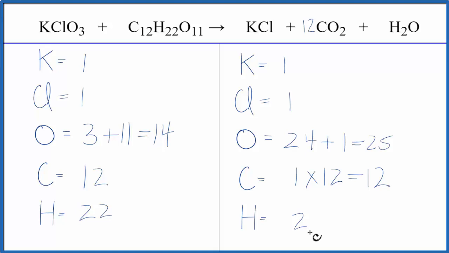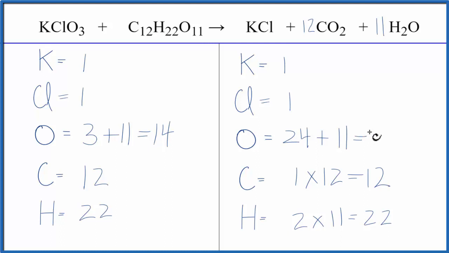Let's do the hydrogens. We have 2 here, 22 here. If we multiply this by 11, we'd have 2 times 11. That gives us 22 hydrogen atoms. Those are balanced. And then we need to update the oxygen one more time. We have 12 times 2, 24, plus 11 times the 1, 11. That equals 35 oxygen atoms. At this point, everything's balanced except these oxygen atoms.